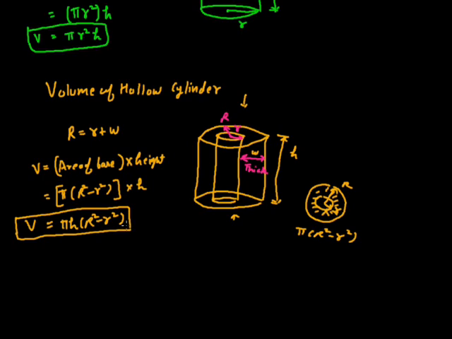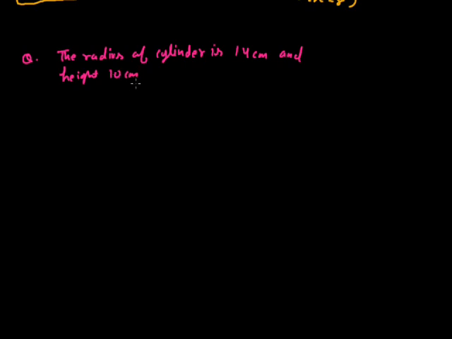Now we do the problems based on this. Now the first question is: the radius of a cylinder is 14 centimeter and height 10 centimeter. Find its volume. So the radius of the cylinder is given to us, that is 14 centimeter, and the height is given to us, that is 10 centimeter, and we have to find the volume.